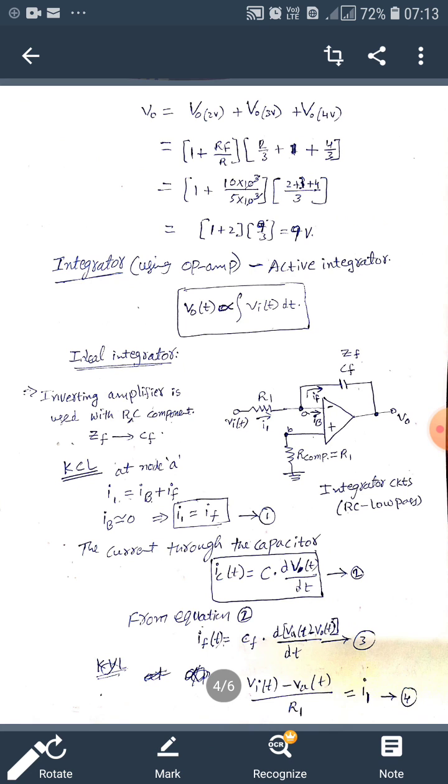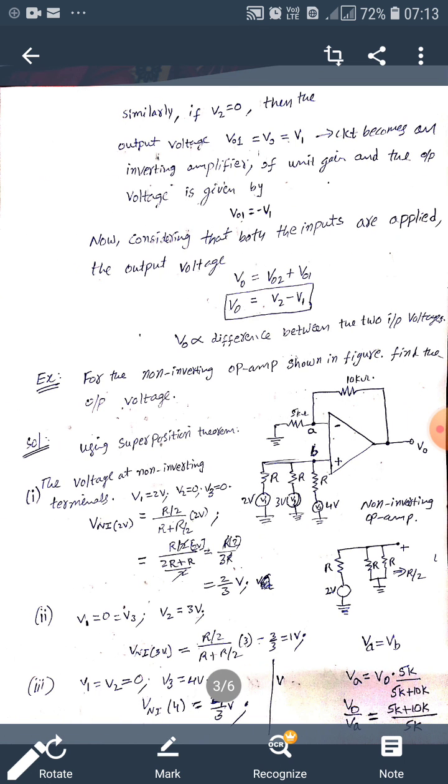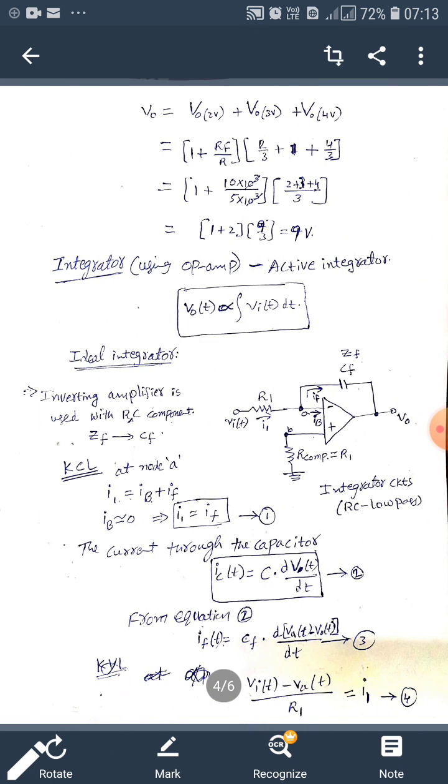And finally we want the V naught voltage with respect to the three voltages V1, V2, V3. After calculating these voltages at the non-inverting terminal B, because of V1 we got 2 by 3 volts, because of V2 we got 1 volt, because of V3 we got 4 by 3 volts. Using superposition we got the voltages at node B because of the individual sources. Now we will calculate the output voltage V naught at the output terminal because of these individual voltages.